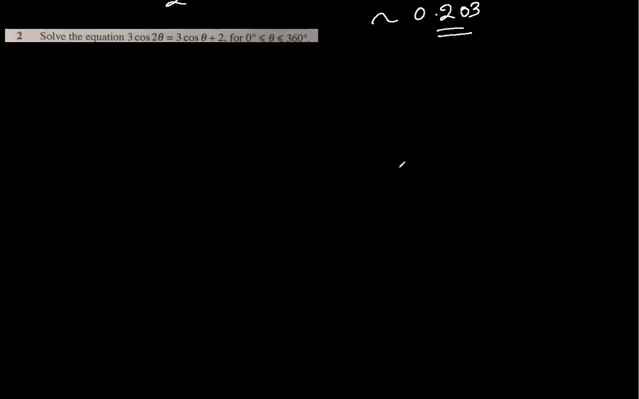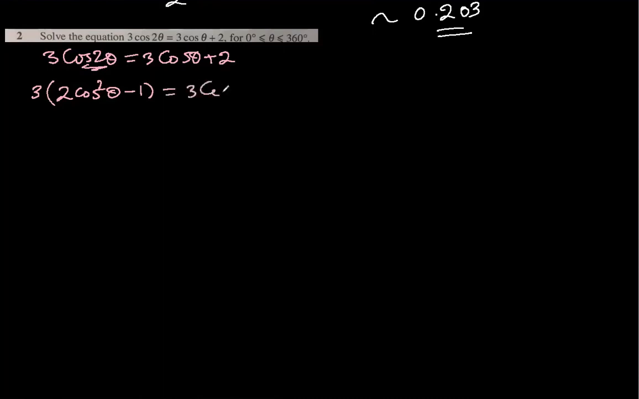We are ready with the second question, which is to solve this trigonometric equation for theta between 0 and 360. Okay, so let me repeat the question again. 3 cos 2 theta equal to 3 cos theta plus 2. And this cos 2 theta can be rewritten, there's an identity for it, as 2 cos square theta minus 1, equal to 3 cos theta plus 2.